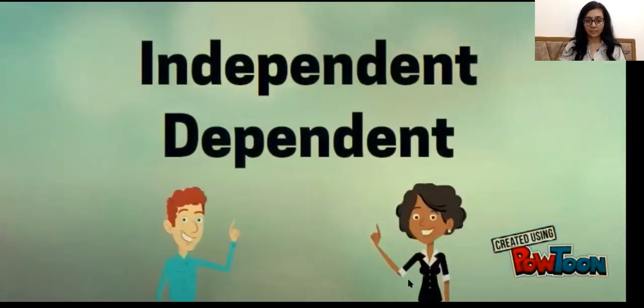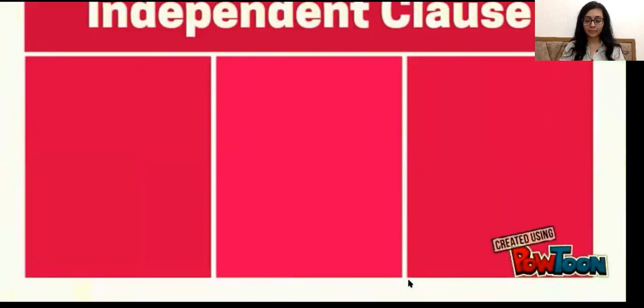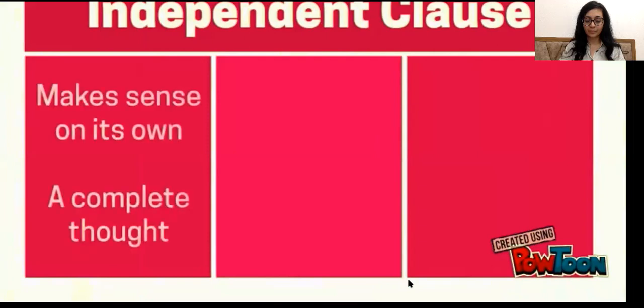Understanding the difference between independent and dependent clauses can help you to avoid fragments in your writing and to vary the lengths of your sentences. This helps you to improve your writing and can also make your writing sound more academic. An independent clause makes sense on its own. It is a complete thought. In other words, an independent clause is a group of words that can stand alone as a complete sentence.